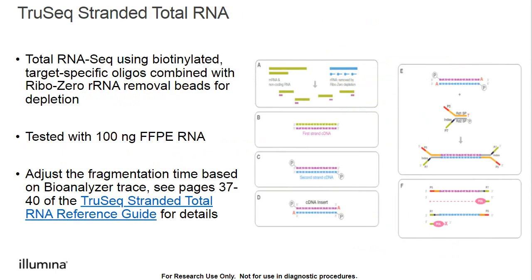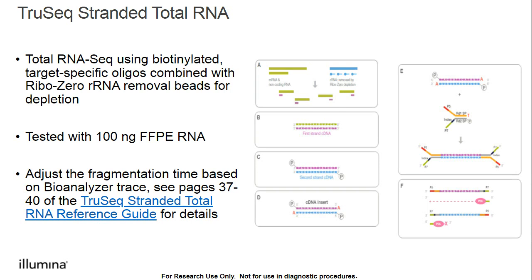And of course, we have TruSeq Stranded Total RNA. So this is using those biotinylated target-specific oligos and the Ribo-Zero rRNA removal beads to remove the rRNA from the sample. This is a bead-based method in contrast to the previous enzymatic method. And we have to use 100 nanograms of input here. And you'll also want to do that QC trace on the Bioanalyzer.